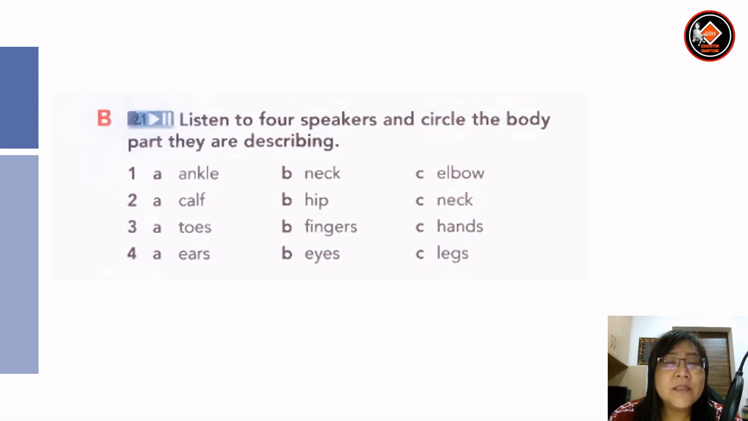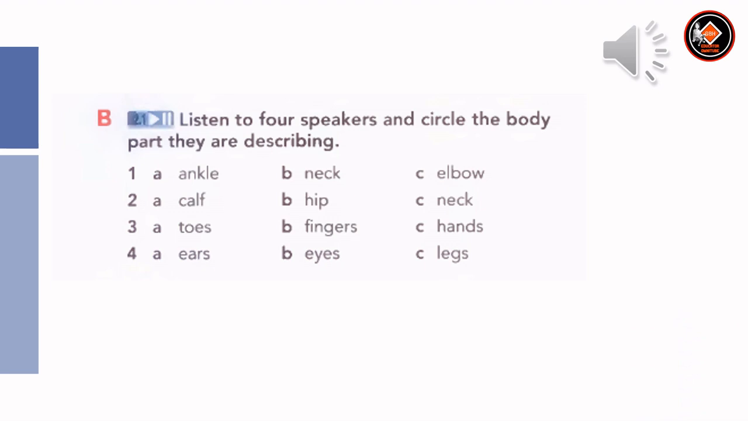Dear students, listen to 4 speakers and circle the body part they are describing. Listening, Unit 12, page 152, B.